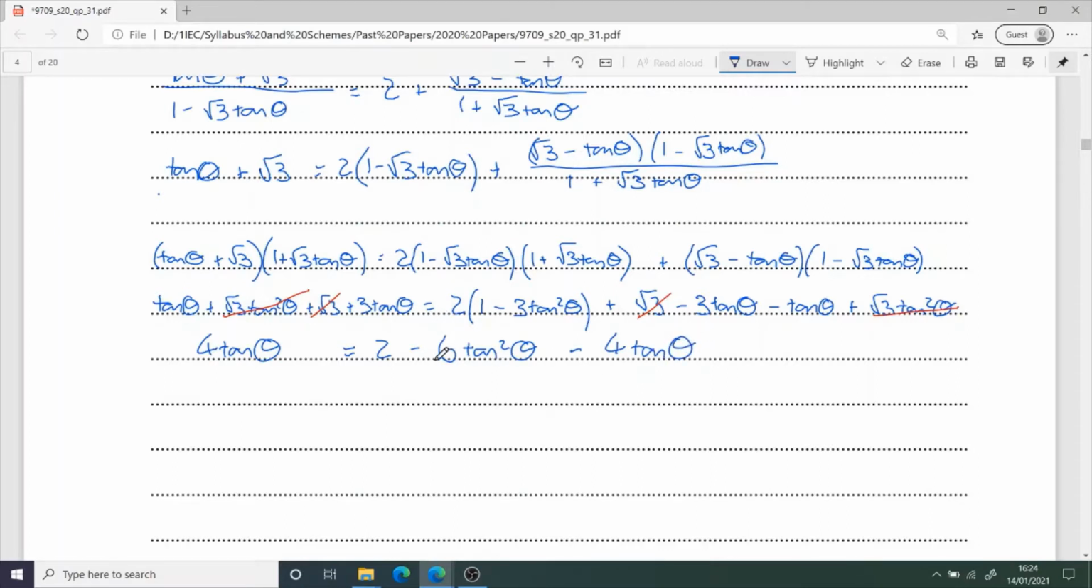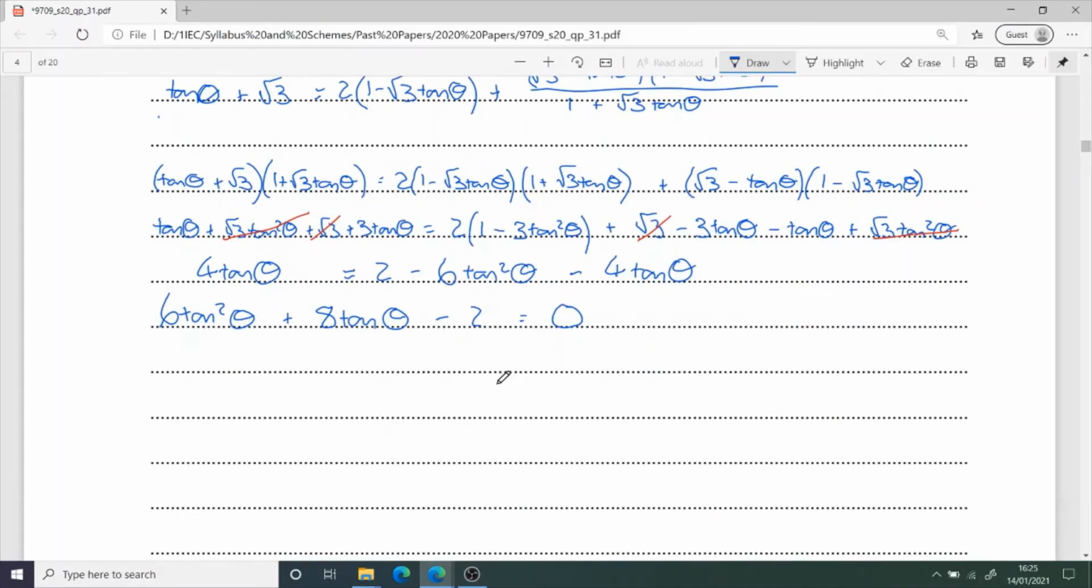Let's get everything to the left hand side to keep this tan squared theta positive. So we'll add 6 tan squared theta to both sides. So we get 6 tan squared theta. I'm going to add 4 tan theta, so I get plus 8 tan theta, and I'm going to subtract 2. So I get 6 tan squared theta plus 8 tan theta minus 2 is equal to 0.